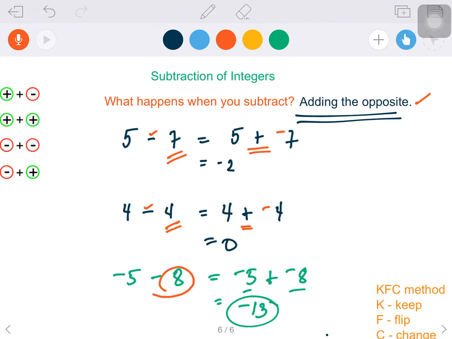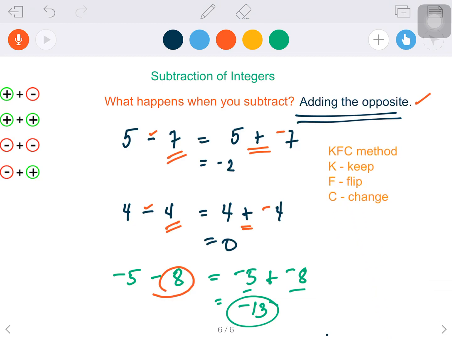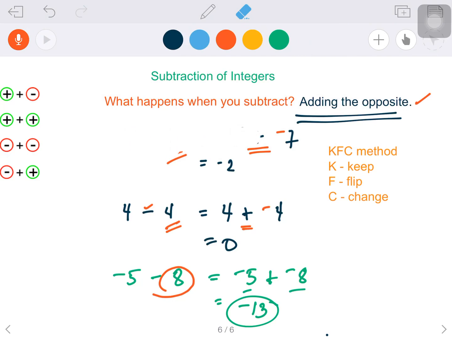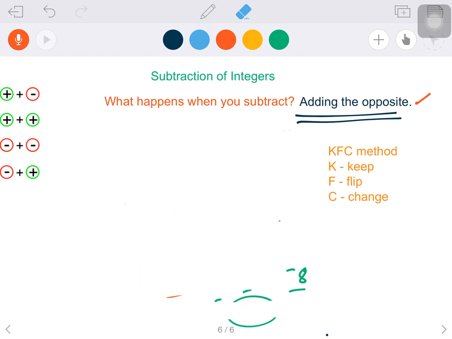Another device or method that could help us is a mnemonic device called the KFC method. What's the KFC method? It's called the keep, flip, change method. And how does this work? Let's have a new set of examples. Apart from the concept of adding the opposite, we can also use the KFC method, which is K for keep, F for flip, and C for change.